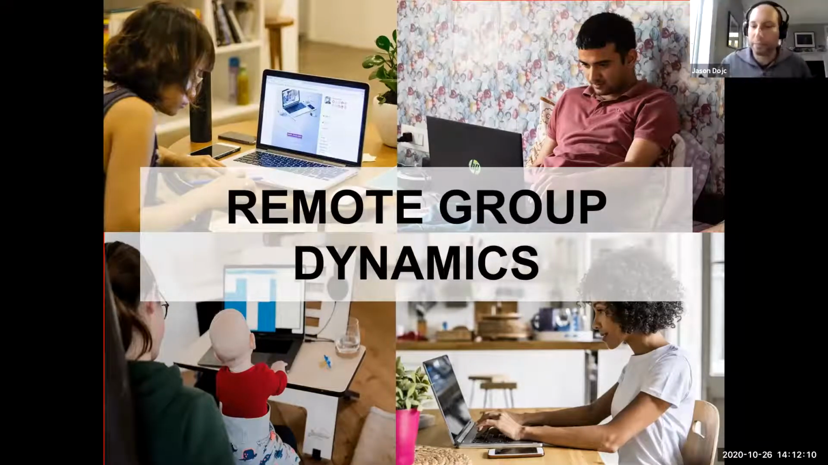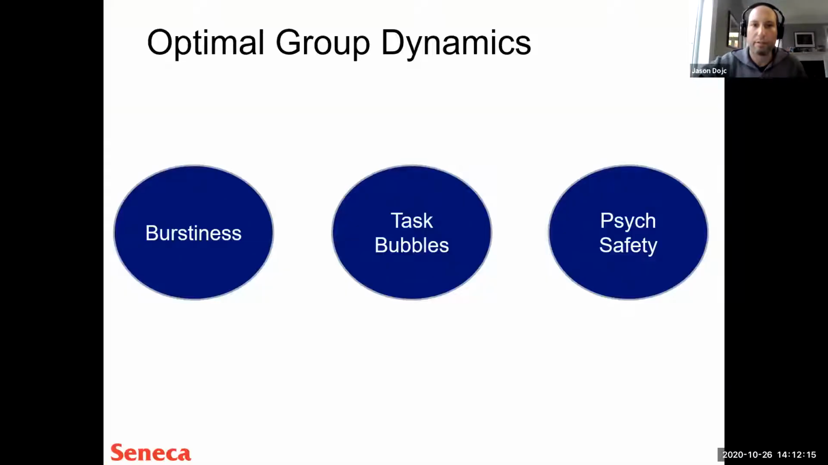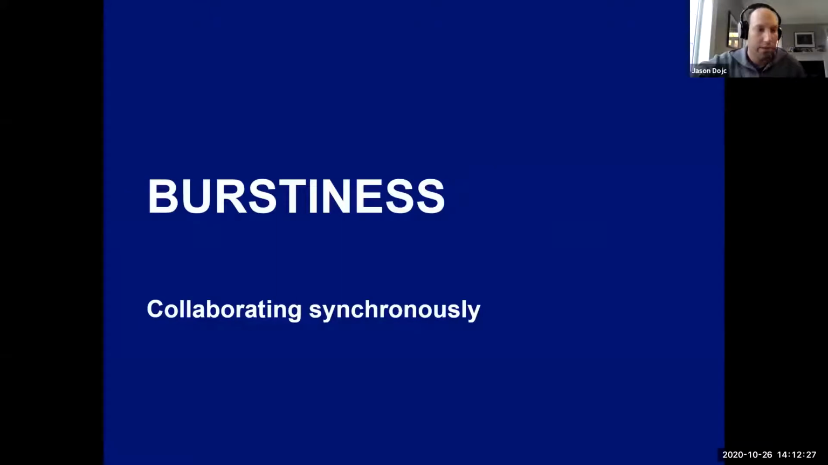Perfect. So we're going to talk about remote group dynamics. And the key to remote group dynamics, I think, are three elements. The first one is burstiness. The second one is task bubbles. And the third one is psychological safety. I'm going to go through each one individually. So burstiness is about collaborating synchronously.